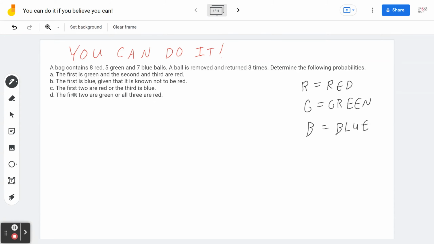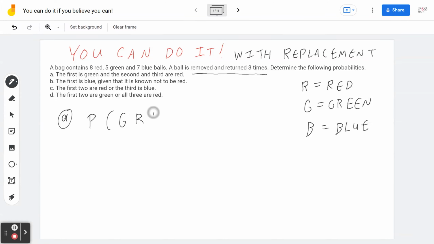Now again, the fact that the ball is removed and returned means with replacement. And you've got to think about this because there are 2 different cases: with replacement and without replacement. Those are very different outcomes. This one is with replacement. So for part A, you're looking for the probability that the first one is green, the second one specifically must be red, and the last one, again, must be red.